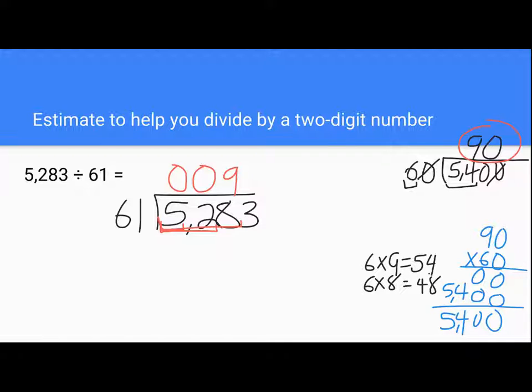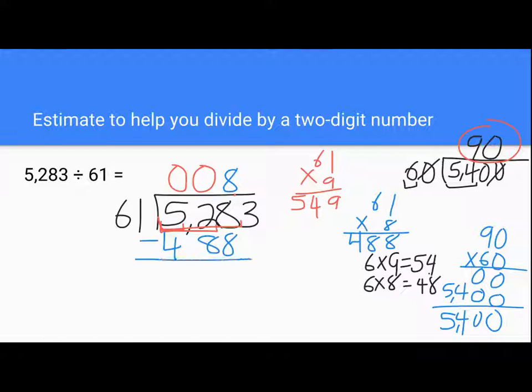So let's try. If I put the 9 there and multiply 61 times 9, that's 549. It's a little too high. So that means I shouldn't have done times 9. What I should have done maybe is times 8. So let's do 61 times 8, because we can't be over our dividend. That would be 488. We want to subtract and make sure that we don't end up with an answer that's bigger than our divisor. 8 minus 8 is 0.